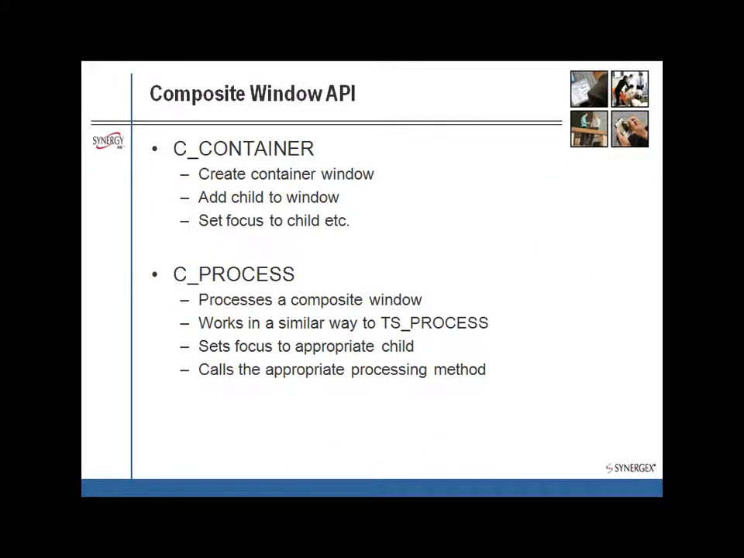As with the TabSet API, the Composite Windows API is very simple to use. In fact, it contains only 2 routines. The ccontainer routine is used to create composite container windows, add child windows, shift focus between those children, etc. Once the container has been created, the cProcess routine is used to process the container. This routine works in a very similar fashion to the TabSet API's tsProcess routine. It simply sets focus to the appropriate child window and calls that child window's processing method.